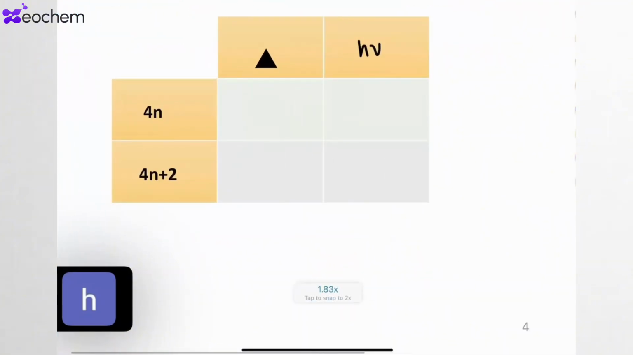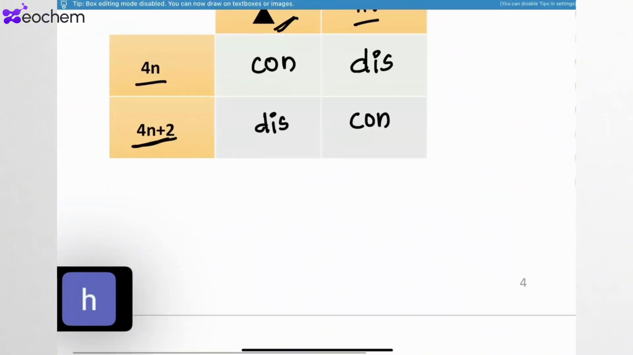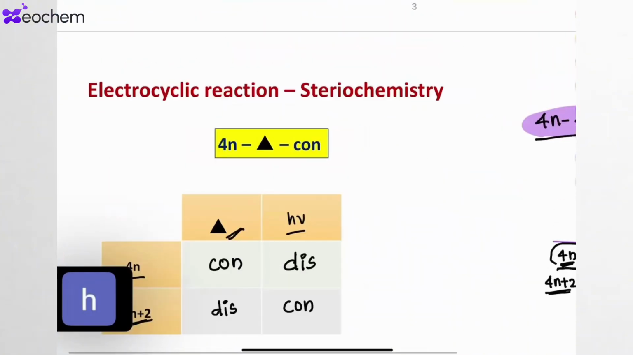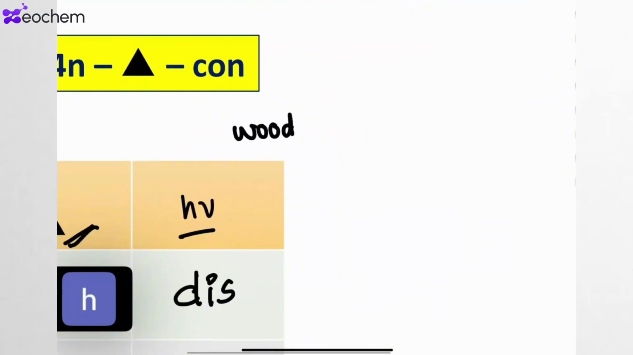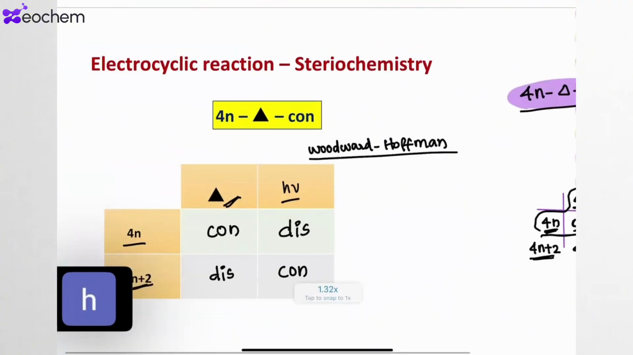Now we'll fill this table. You know, 4n delta is conrotatory. That we learned by heart. Now, if 4n delta is conrotatory, 4n hv is this. Okay. If 4n delta is conrotatory, then 4n plus 2 delta is what? Opposite of conrotatory. It will be this. And if 4n plus 2 delta is this, 4n plus 2 hv will be conrotatory. Okay. So these selection rules are called Woodward-Hoffmann rules. So we learned the Woodward-Hoffmann selection rules for electrocyclic reaction.